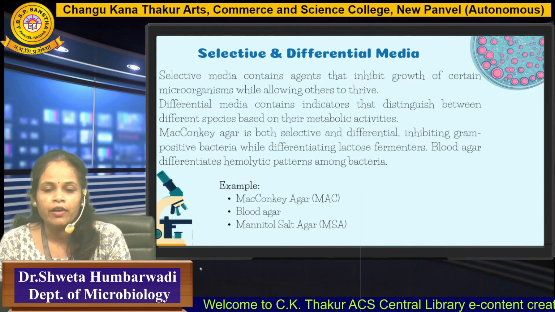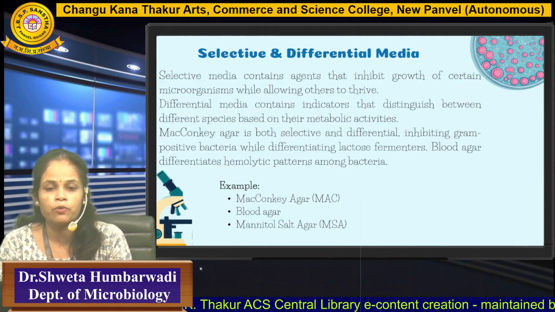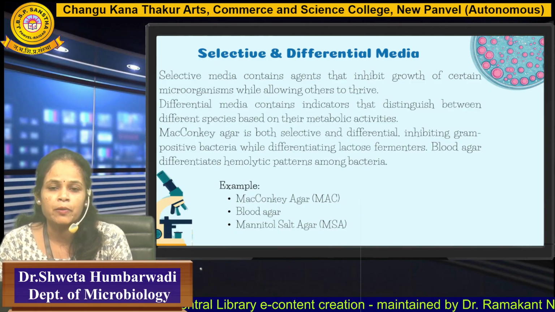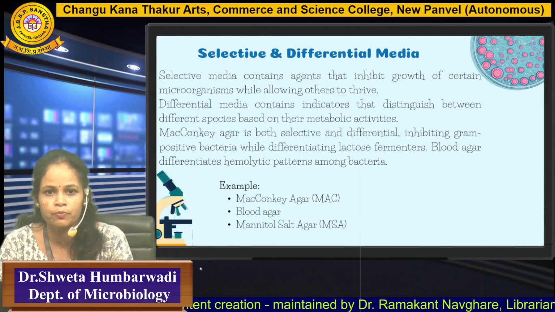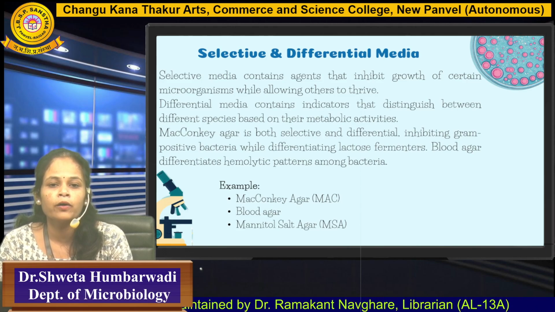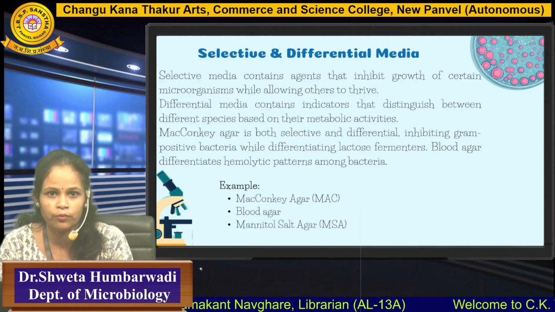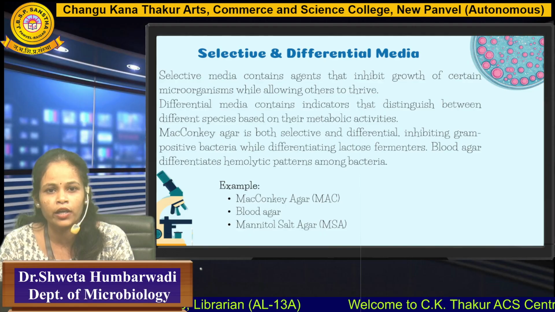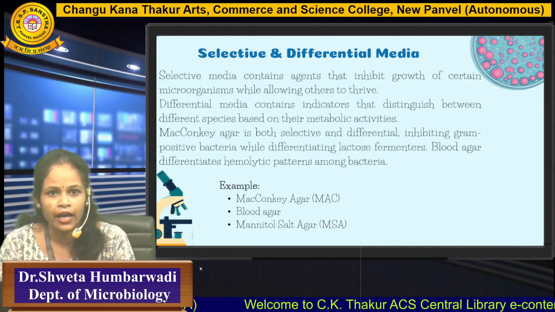Then comes the selective and differential media. This type of media we can use for the growth of organisms as well as for the identification of organisms. If you are interested in a specific organism, then we can use such type of selective media. This selective media contains agents that inhibit the growth of unwanted microorganisms. Only interested organisms will grow on this selective media. And differential media is used for differentiating between the organisms, and this differentiation is based on their metabolic activities.